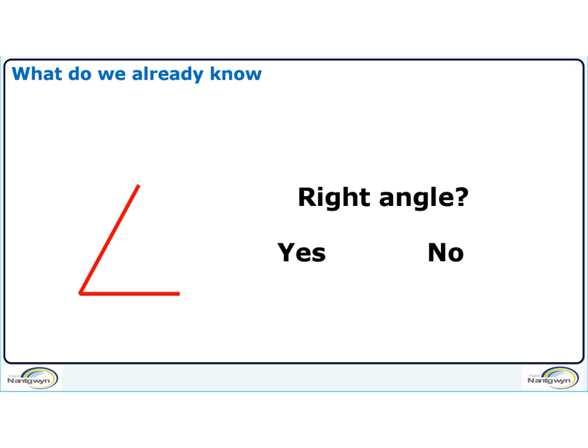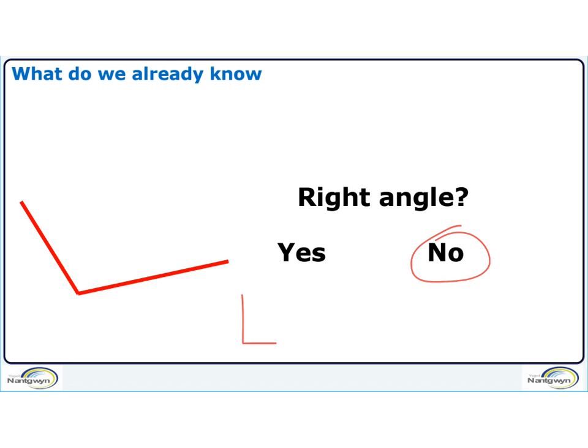Again, there is no square in the corner. The perfect right angle looks like that. This is smaller than a right angle, so it cannot be a right angle. For this one, you might need to rotate your device slightly, or rotate your piece of paper, and again you'll notice it is not a perfect L, therefore it is not a right angle.